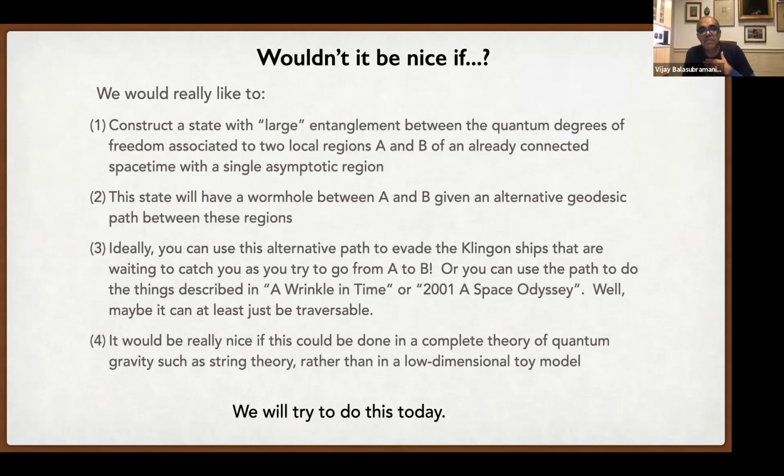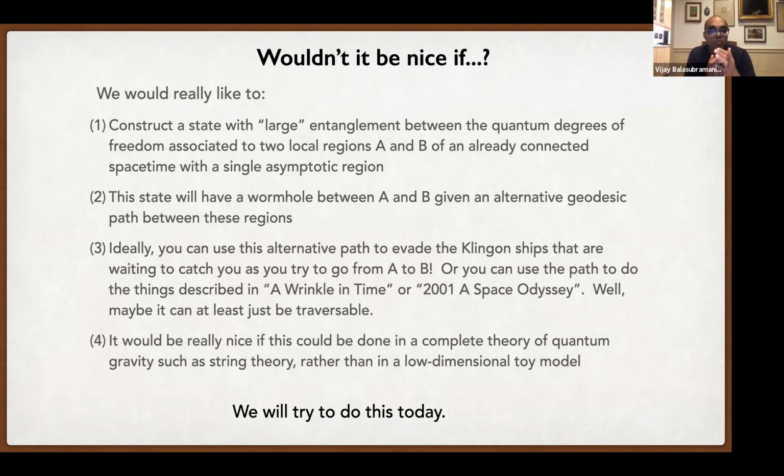But we'll settle for something less wonderful. We'll settle for just having that wormhole be traversable, at least, so that you can get from A to B. It's not just a space-like path, but you can get from A to B. It would be really nice if there was an algorithm where anytime you make the suitably designed large entanglement in two regions, you can find such a wormhole.